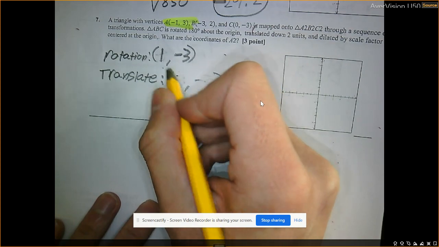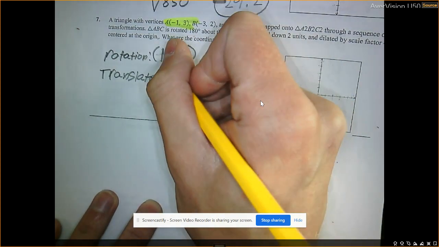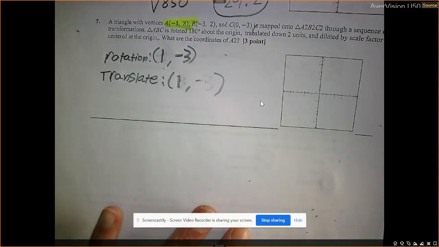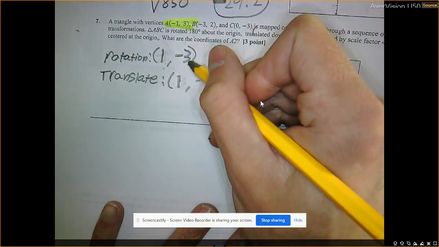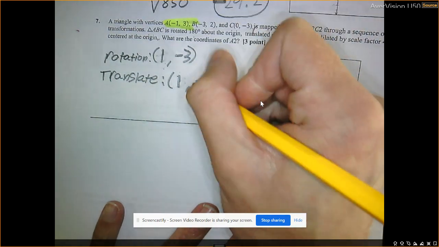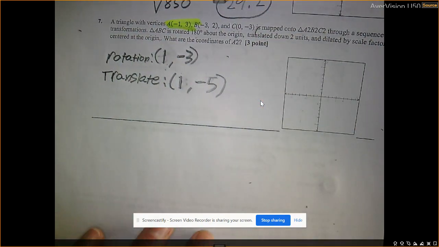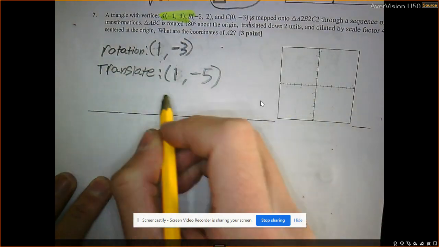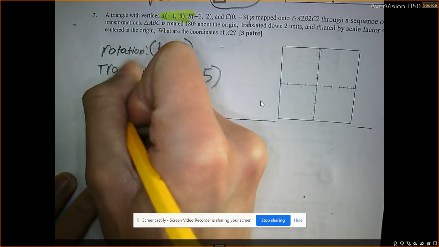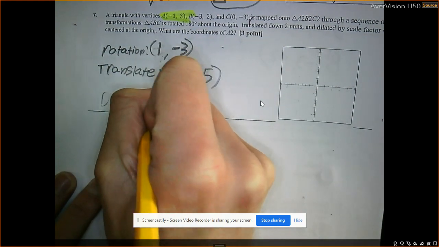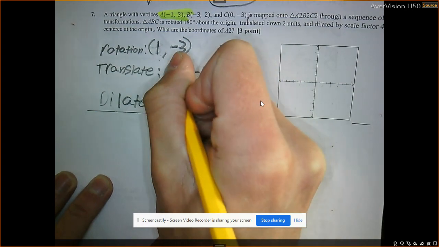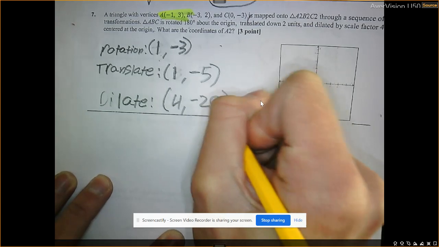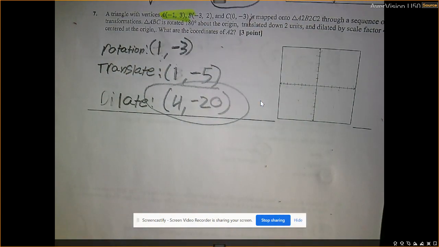But now, what I was saying about translation stays true. When I'm translating down 2 units, my x value is going to stay the same, and then I'm going down 2 more, so negative 3 minus 2 is negative 5. Okay, and then dilating by a scale factor of 4 means that I need to multiply each of these by 4. So when I dilate, I'm multiplying my x by 4. Well, 1 times 4 is 4. Negative 5 times 4 is negative 20. This is your final A2.